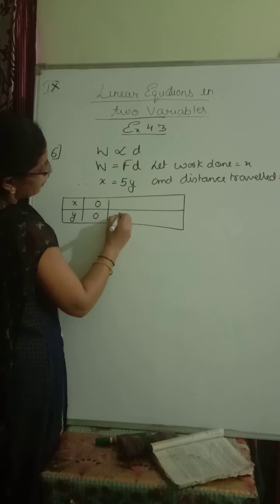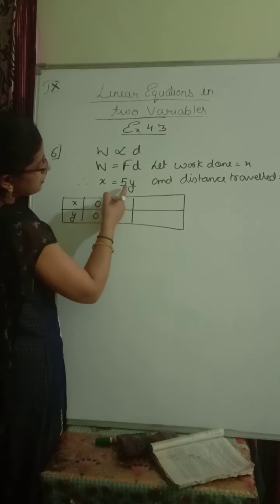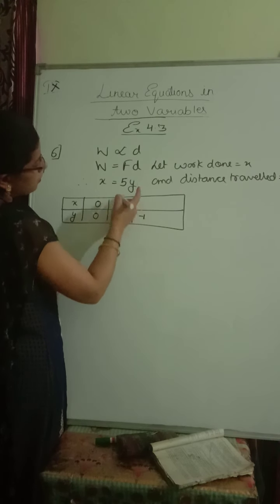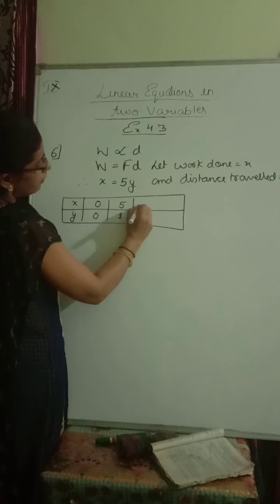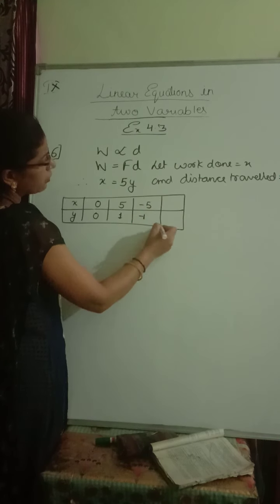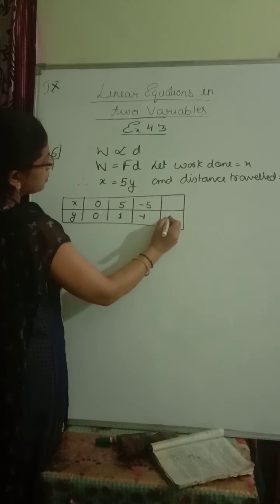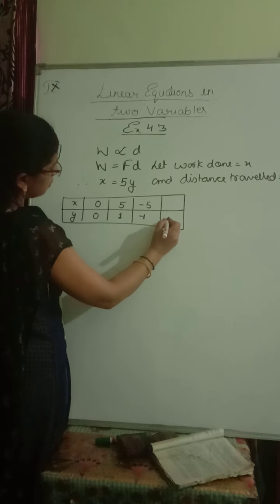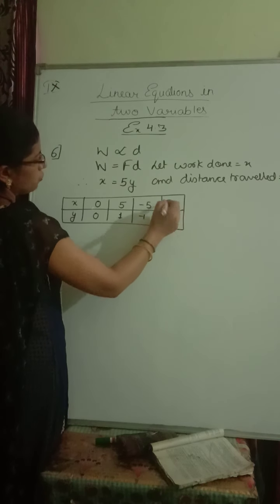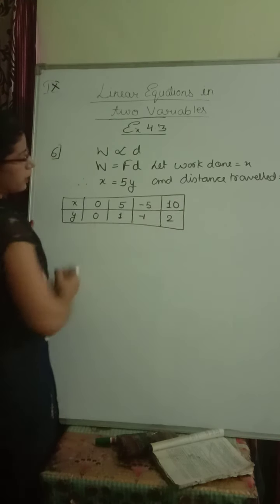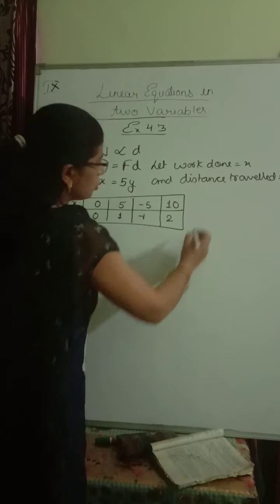Put y equals 1. What will be the value of x? 5 into 1 is 5. Put y equals minus 1. So x equals minus 1 into 5, minus 5. Take one more value for y. For y equals 2, x equals 5 into 2, which is 10. So quickly we can draw the graph for this.